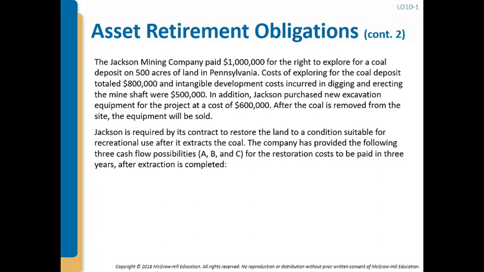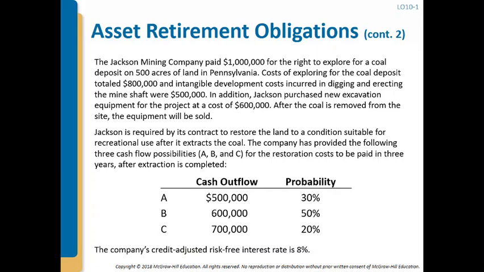Jackson is required by its contract to restore the land to a condition suitable for recreational use after it extracts the coal. It has provided the following three cash flow possibilities, A, B, and C, for the restoration cost to be paid 3 years after extraction is completed. And so we've done the calculations. We figure that there's a 30% possibility that we'll pay $500,000 at the end to restore the land, a 50% chance we'll pay $600,000, and a 20% possibility that we'll pay $700,000.